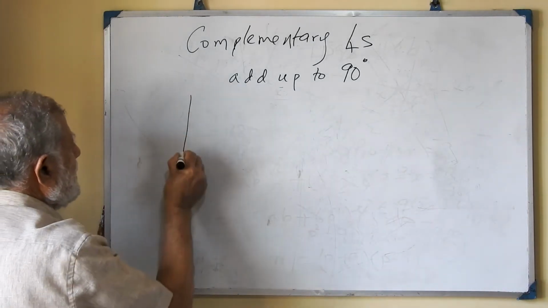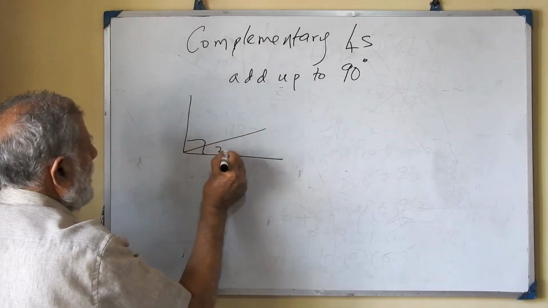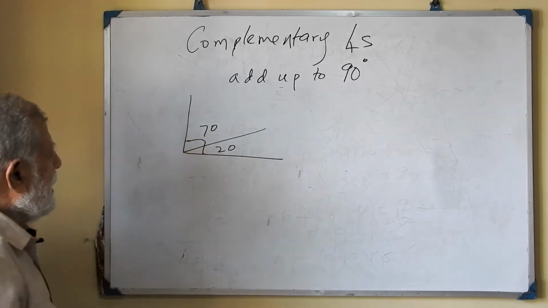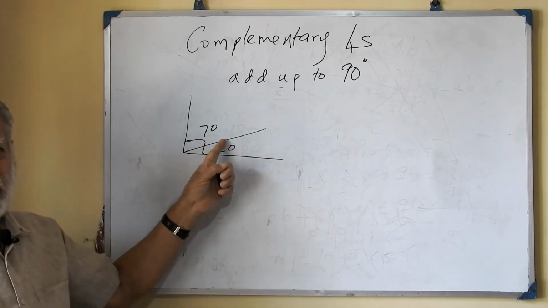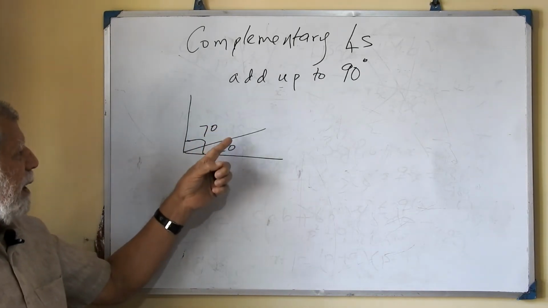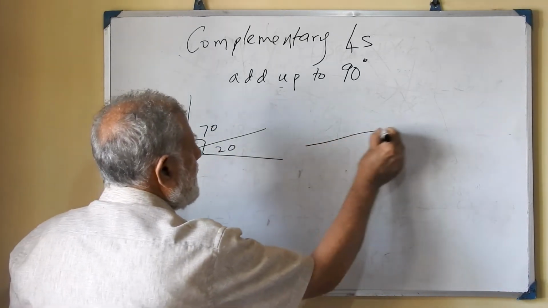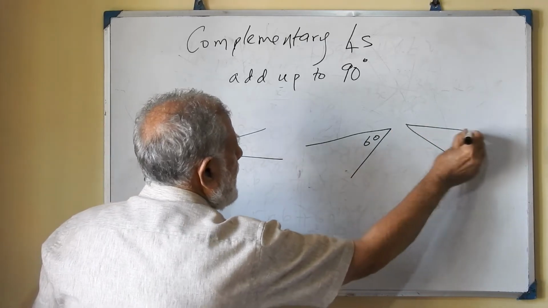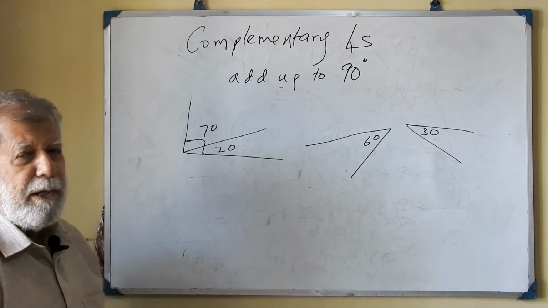Now suppose, look at this one. This is 90 degrees. We have here 20 degrees. So we know that this is 70, because this whole thing is 90. So these two angles are called complementary angles. Why are they called complementary angles? Because they have to add up to 90 degrees. You can have something like this also: 60 degrees and this one 30 degrees. These are complementary angles. They are adding up to 90 degrees.